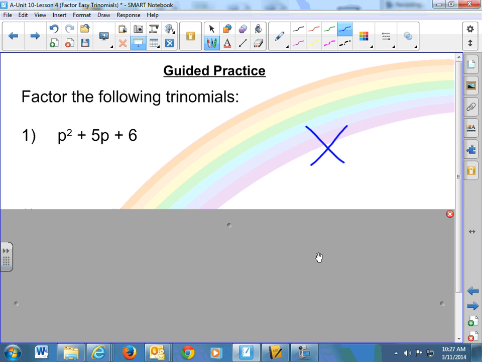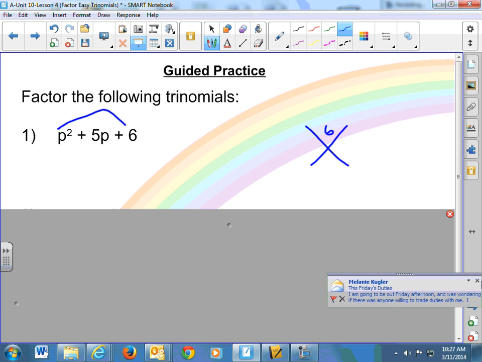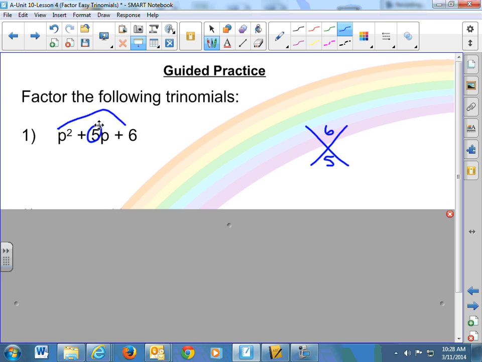Always look for the GCF. I have p squared plus 5p plus 6. I do not have a GCF. So I'm going to multiply a times c, and that's 1 times 6, and I will get 6. Then I'm going to put the b at the bottom. And then I have to ask myself, what can I multiply to get 6 and add to get 5?